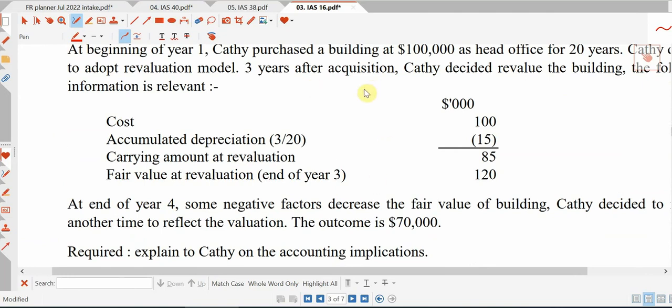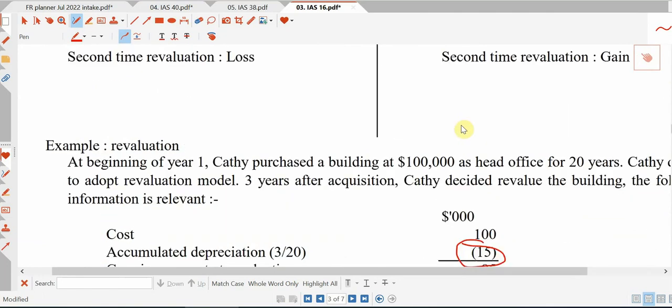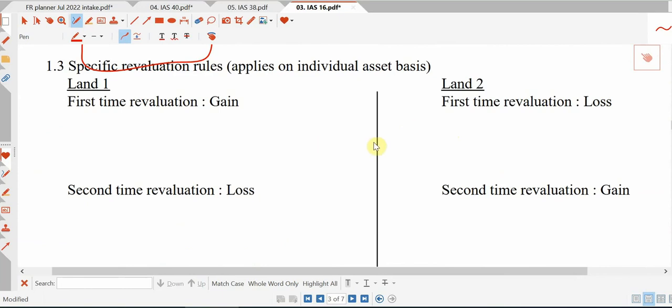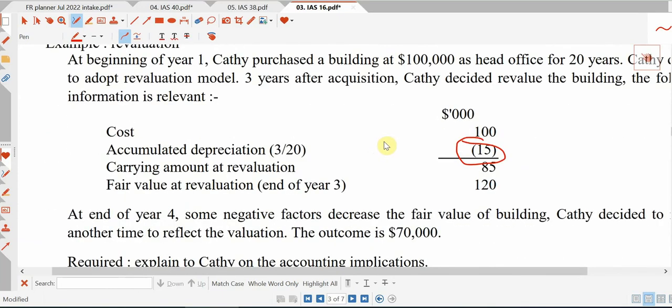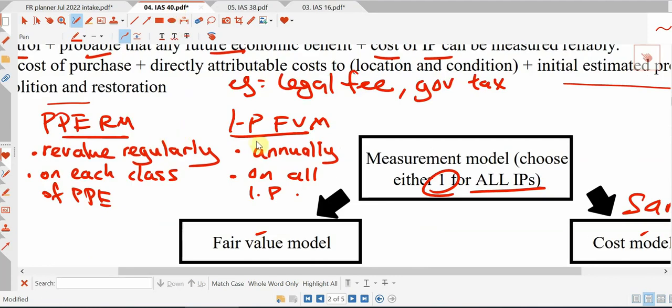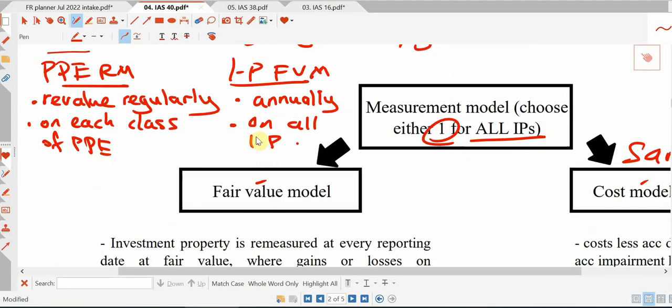And then I use this example to demonstrate to you the depreciation differences. Because in this one, we don't have depreciation. Too easy already. So to add the difficulty level, one level up, I put depreciation here. Okay, now check this out. So that means whether you use cost model or revaluation model for PPE, you still got to charge depreciation. But for investment property fair value model, we do not charge depreciation.